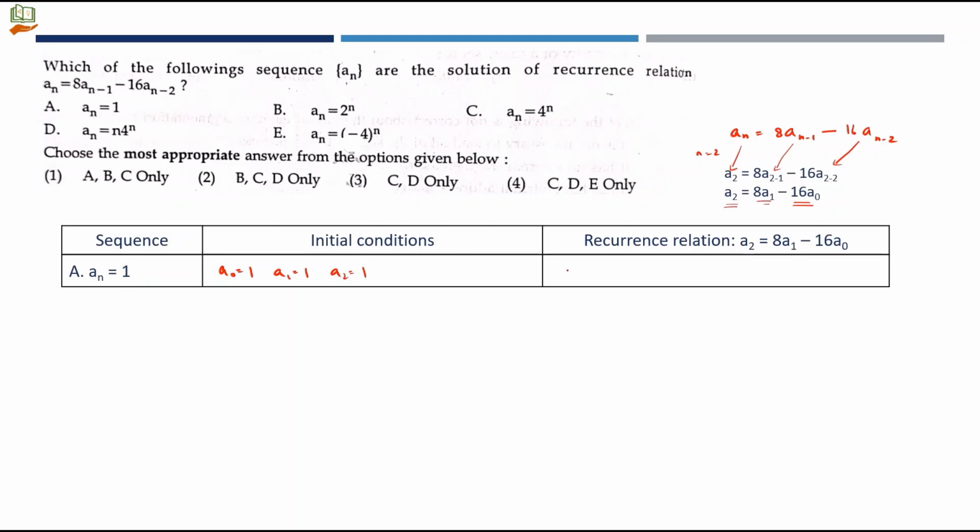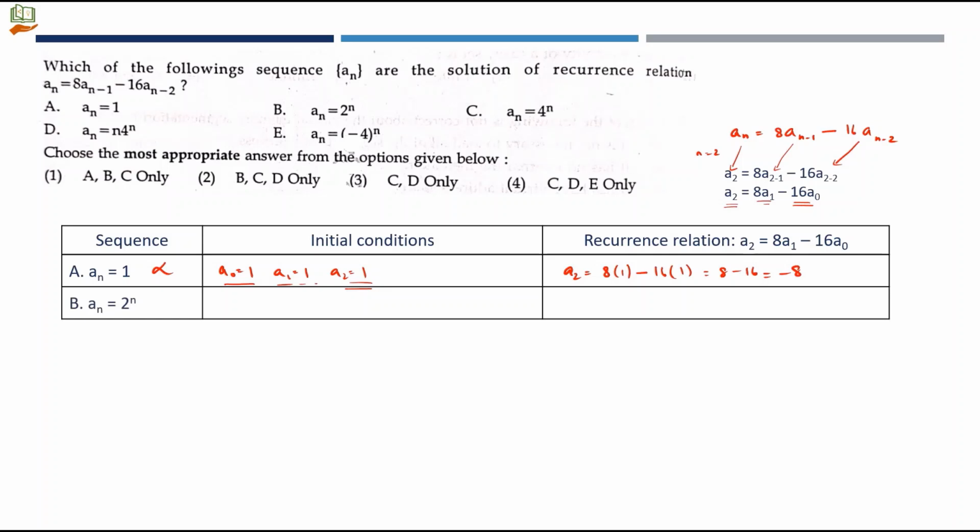Now let's check recurrence relation. A2 is equal to, what is 8 into A1? Pick A1 from here. 8 into A1 is 8 into 1 minus 16 into A0 is 16 into 1. What is 8 minus 16? It is minus 8. Do we get minus 8 here? No. Then this is not a solution.